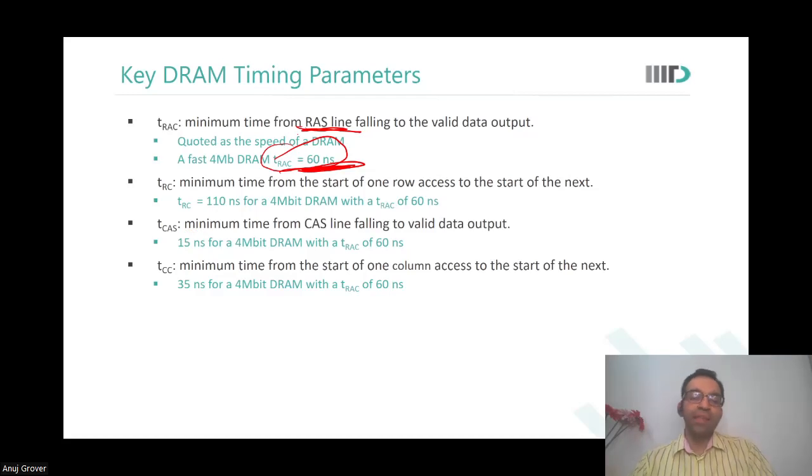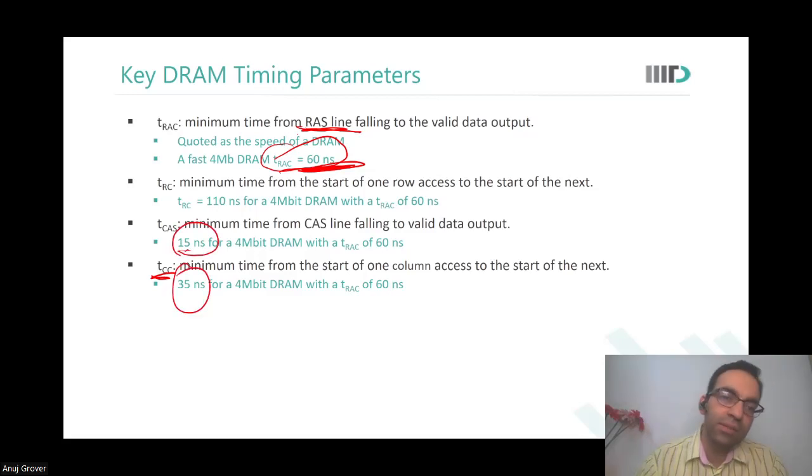And then TCC is the minimum time from the start of one column access to the start of the next. What do you think this would involve? Why do you think there is this extra gap between TCAS and TCC? What extra stuff would be involved there? Refresh.